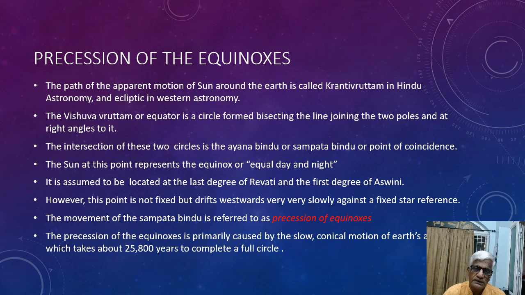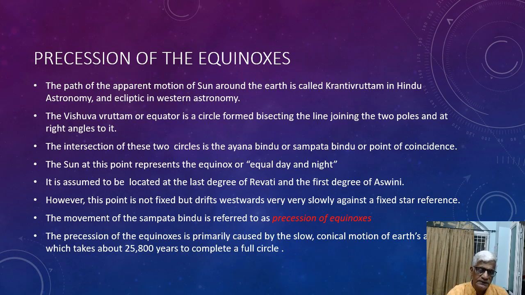Now we'll see what is called the precession of the equinoxes. We already saw in the previous slide, in the geocentric astronomy, the sun and the moon and the planets are revolving around the earth. The sun's apparent path around the earth is the ecliptic. This is called Kranti Vrittam in Hindu astronomy.